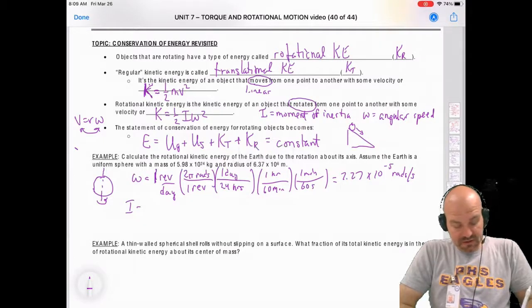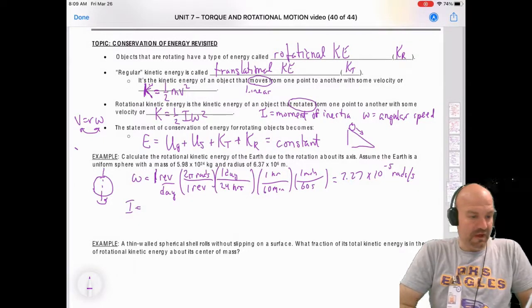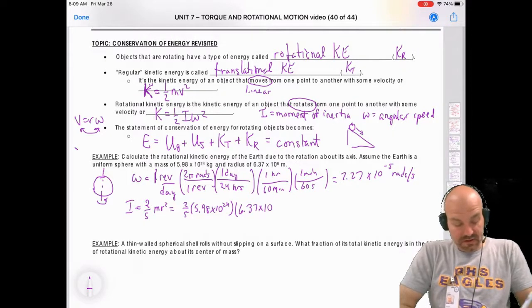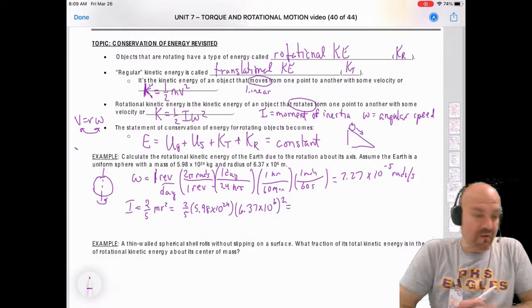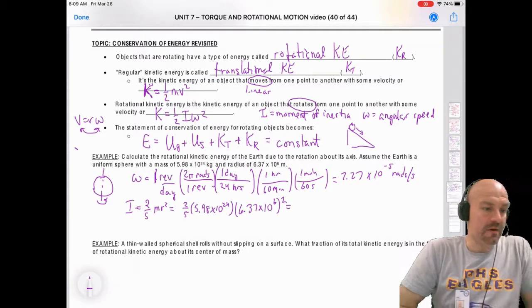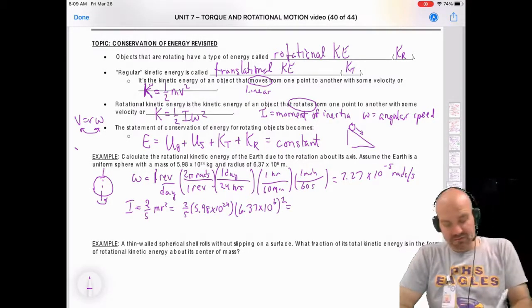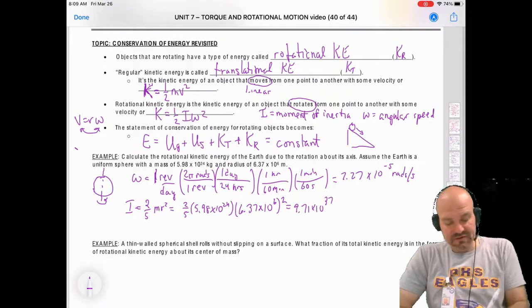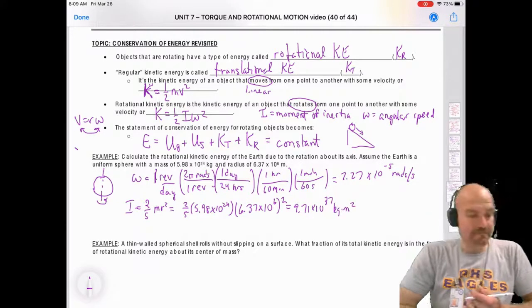So I equals, for a solid sphere, 2/5 mr squared. And so it's going to be 2/5 of 5.98 times 10 to the 24th times 6.37 times 10 to the sixth squared. And so this is going to be a pretty big number, which is 9.71 times 10 to the 37th. And now you got to be careful, the unit is going to be kilograms times meters squared.